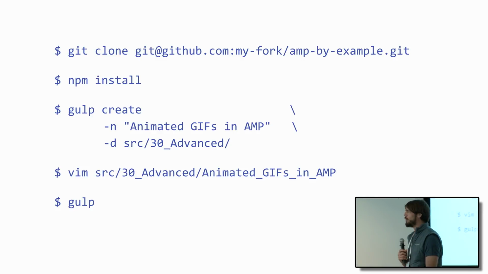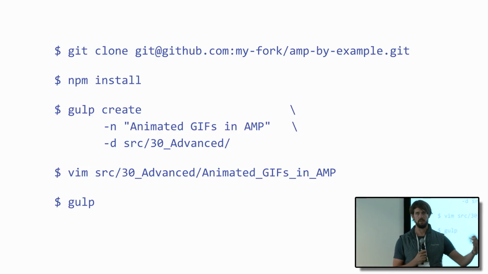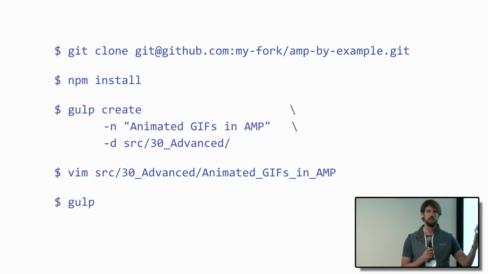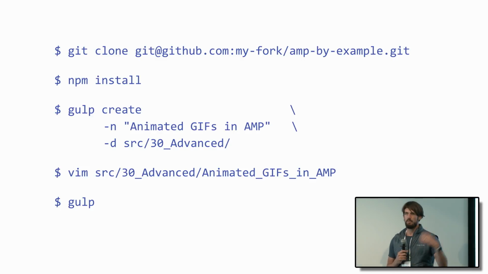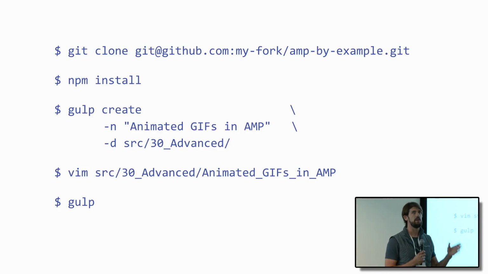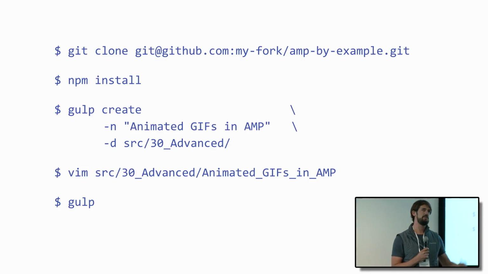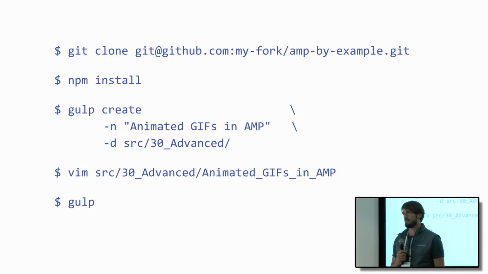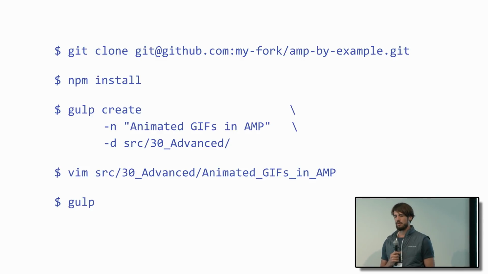It's just the normal Git way: you create a fork, you clone it locally, you run npm install. Then we have a gulp task you can run to create a new sample. You provide the name for the sample. In this case, I want to demo how you can animate GIFs in AMP. Then you define the category, which is simply selecting or defining the folder inside the source directory where this should be placed. And then that's it. It's going to create a template file. You can edit it, and if you want to see what it looks like, just run gulp and you can check it out on localhost.